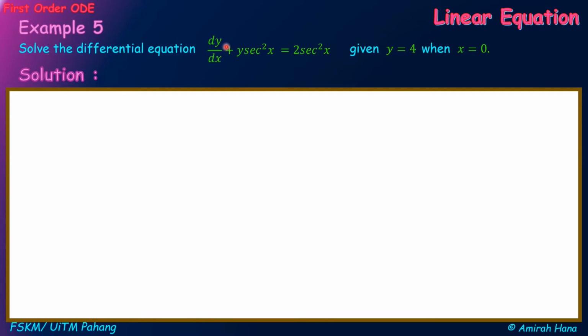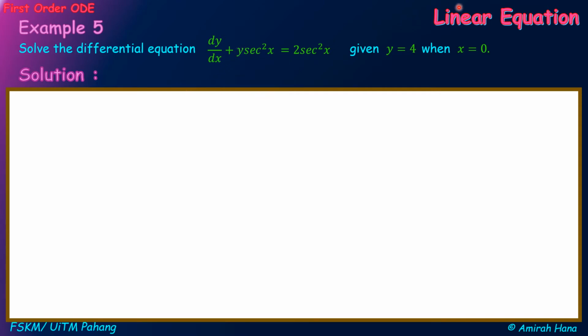In this video, we will continue with example 5 under linear equation for first order ODE. Solve the differential equation dy over dx plus y sec squared x equals 2 sec squared x, given y equals 4 when x equals 0. From the given question, we have a term containing y to the power of 1, and there is no term containing y in the coefficient of dy over dx or in the right hand side function. So this is a linear equation, and we can solve it using the linear equation or integrating factor method.